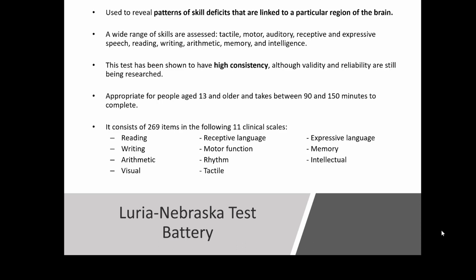The Luria-Nebraska test battery is one example of a neuropsychological test. This test is used to reveal patterns of skill deficits that are linked to a particular region of the brain. It represents a wide range of skills that are assessed, including tactile, motor, auditory, receptive and expressive speech, reading, writing, arithmetic, memory, and intelligence. This test has been shown to be highly consistent, although validity and reliability are still being researched. This test is appropriate for people aged 13 and older and takes between 90 and 150 minutes to complete.